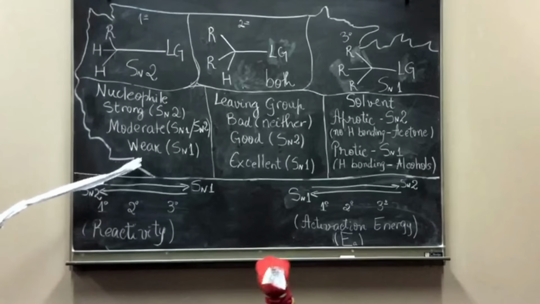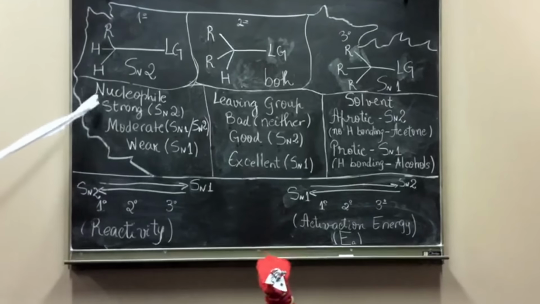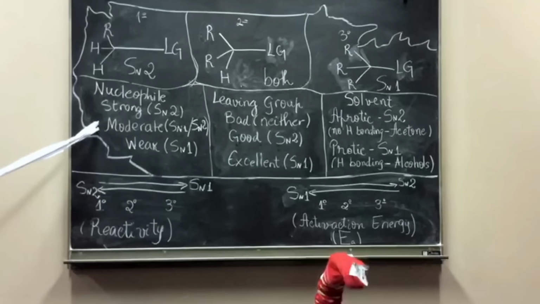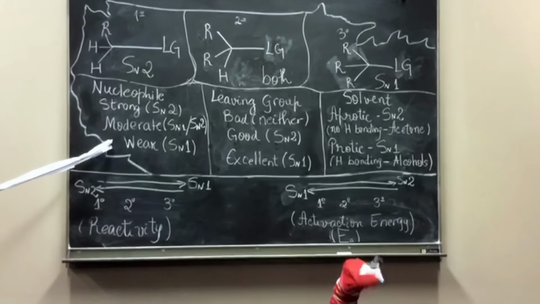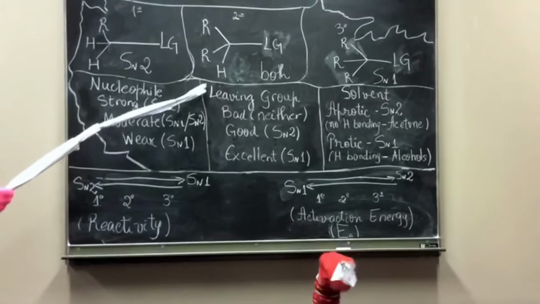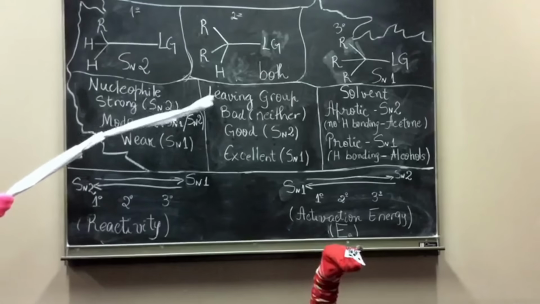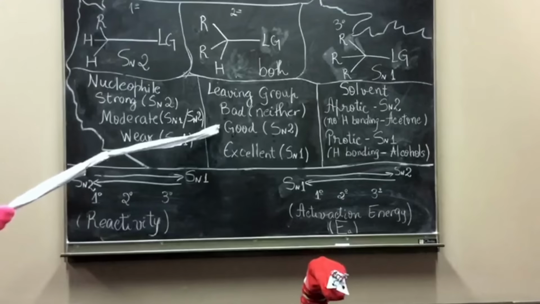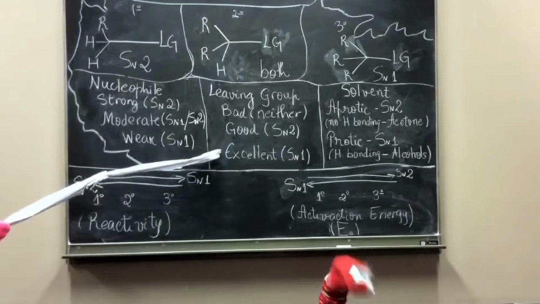Now, for the nucleophile, which is the atom that attacks the substrate, if it's strong, it happens for the SN2. If it's a moderate nucleophile, it happens in both, but we have to take into consideration the leaving group. But if it is weak, it happens only for the SN1. Now for the leaving group, which is the element or atom that gets substituted, if it's bad, no reaction happens. If it's a good leaving group, it happens for the SN2 reaction. And if it's excellent, it happens for the SN1.